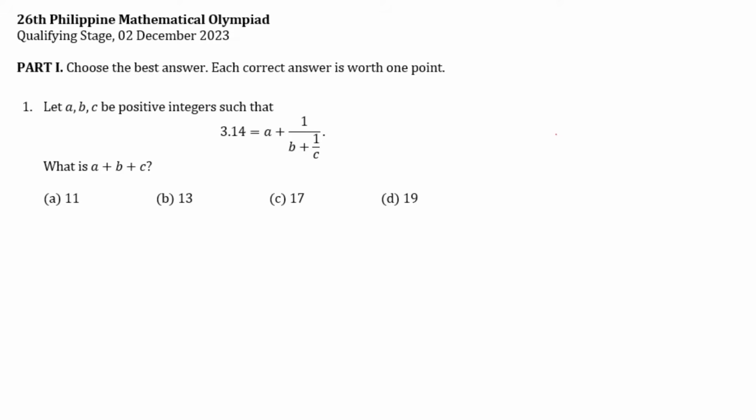Question number 1. Let a, b, c be positive integers such that 3.14 is equal to a plus 1 over b plus 1 over c. What is a plus b plus c? We just need to convert 3.14 into a mixed number. So 3.14 can be written as 3 plus 14 over 100. And then we can simplify 14 over 100 into 7 over 50. So we have 3 plus 7 over 50.